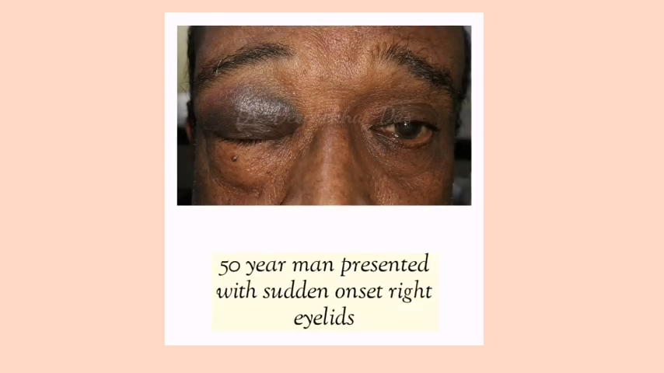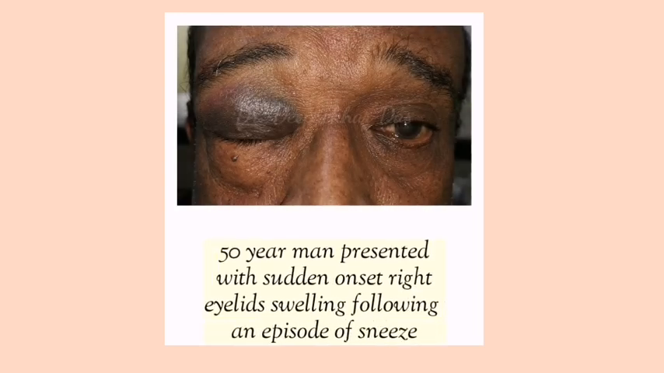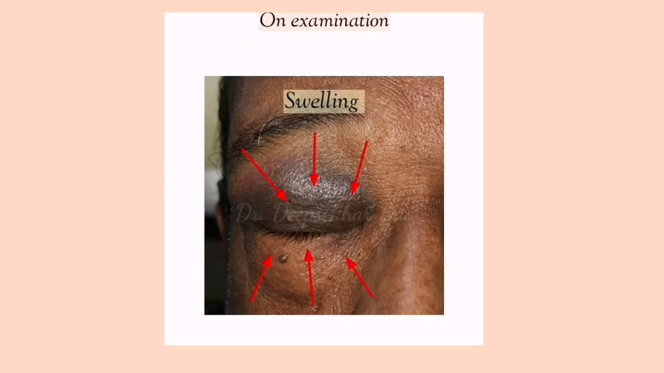Post-traumatic orbital emphysemas occur after a fracture communicating the sinuses into the orbit. An example: a 50-year-old male presented with sudden onset eyelid swellings following an episode of sneeze. On examination, we noted that there was upper and lower eyelid swelling with palpable crepitus.